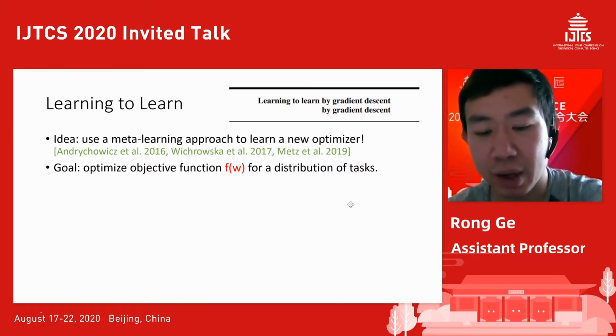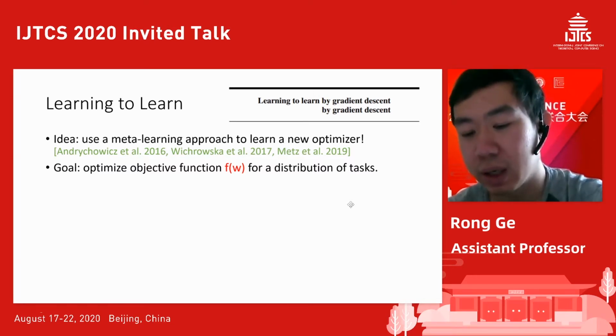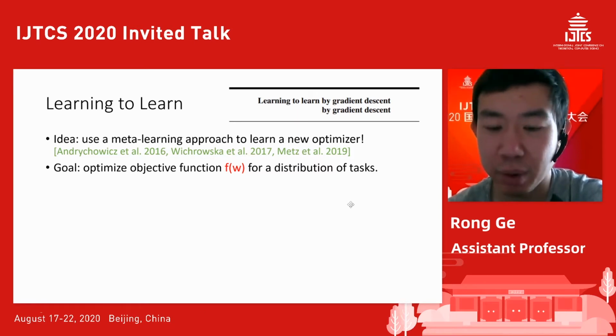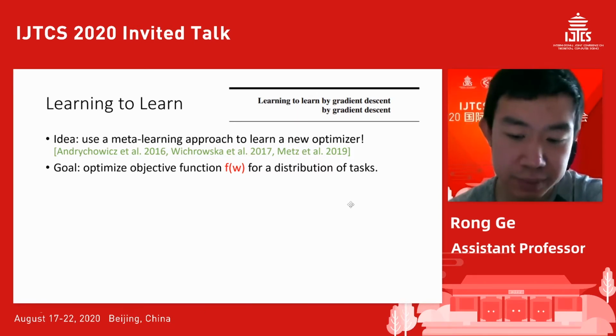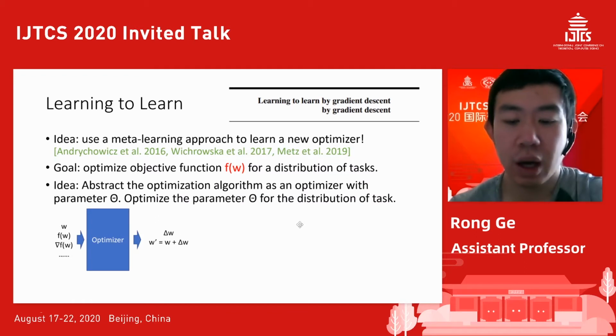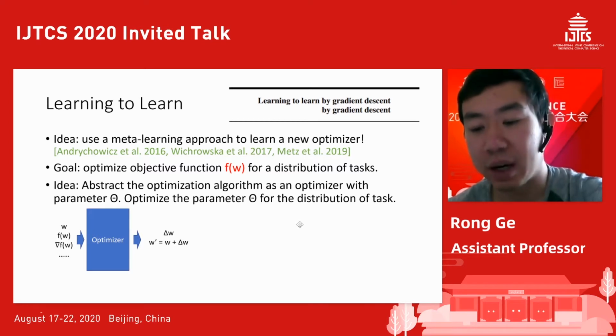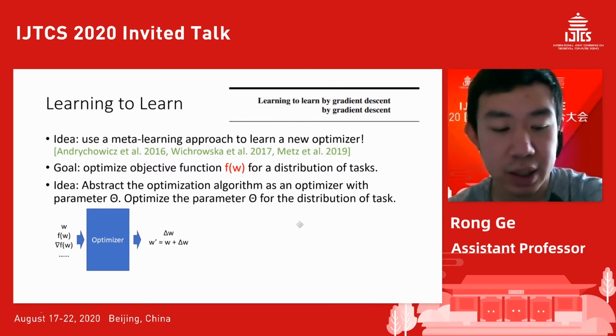Of course, people have also considered optimizing over a much broader distribution of tasks that ranges from actual neural network training to simple least squares optimization. So once you have the distribution of tasks, how do you find a better optimizer? How do you learn a better optimizer using gradient descent?